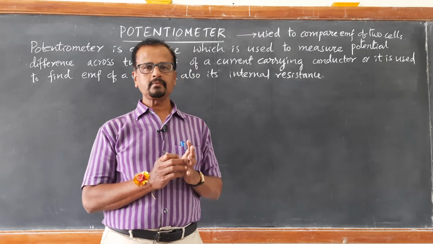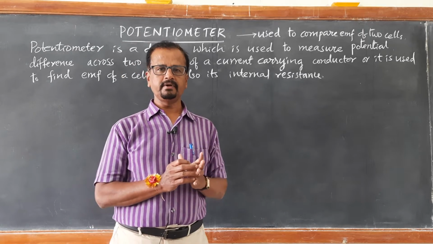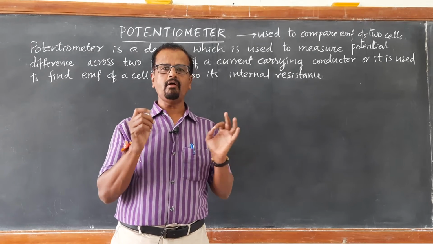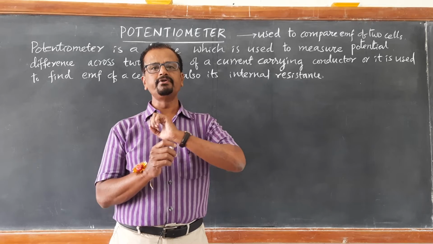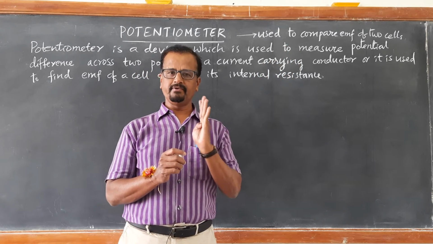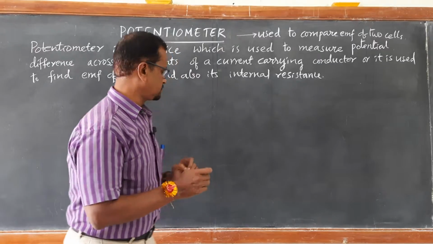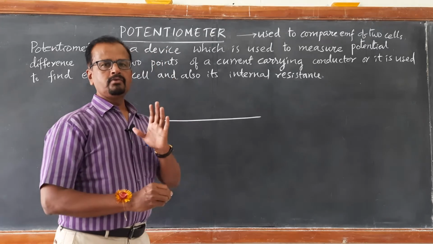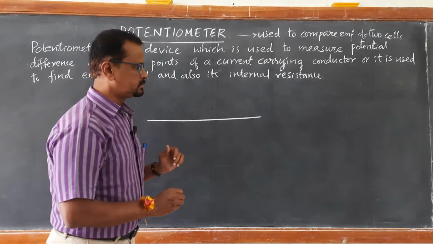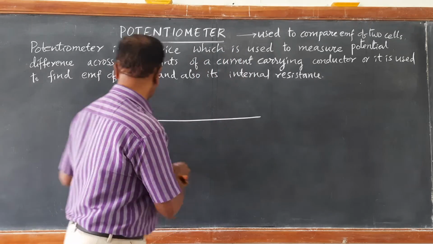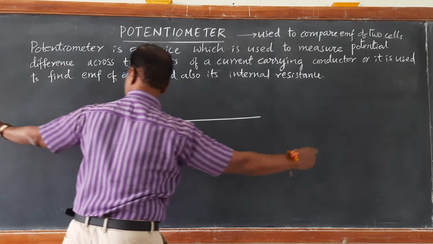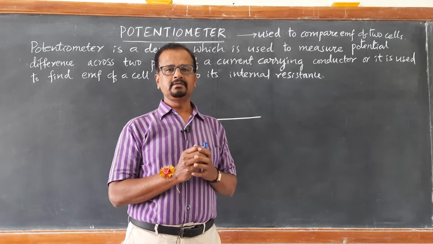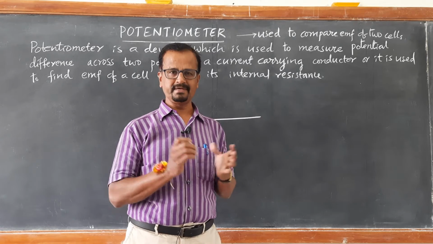The potentiometer consists of a very long uniform wire, a very long constantan or manganese wire which is of uniform cross section. It may be of 4 meter length or 6 meter length. So let me take a potentiometer having a 4 meter length wire. If you take a 4 meter length wire and stretch it, it's going to be very long from this end to this end. Then it becomes inconvenient, difficult for doing the experiments and the measurements.